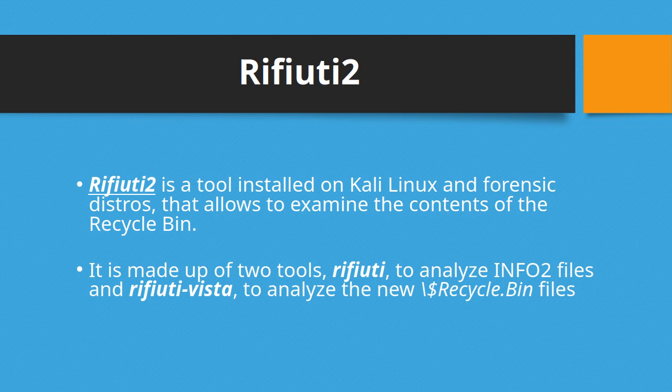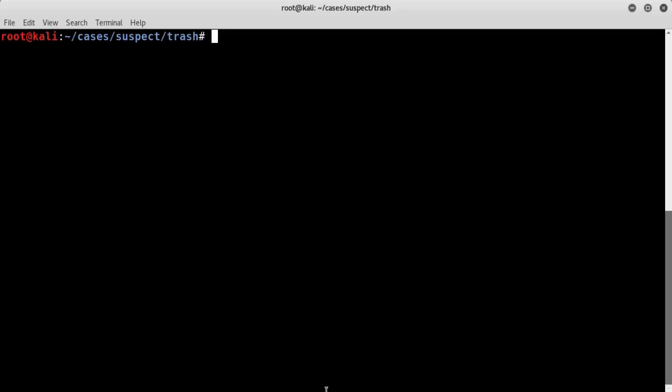Rifiuti2 is a tool installed on Kali Linux that allows us to examine the contents of the recycle bin. Indeed, rifiuti is an Italian word that means trash. Rifiuti2 is made up of two tools: Rifiuti to analyze info2 files and Rifiuti Vista to analyze the new recycle bin files on Windows Vista and newer. The usage of Rifiuti is straightforward. We simply run the tool giving a sample info2 file as the only parameter.